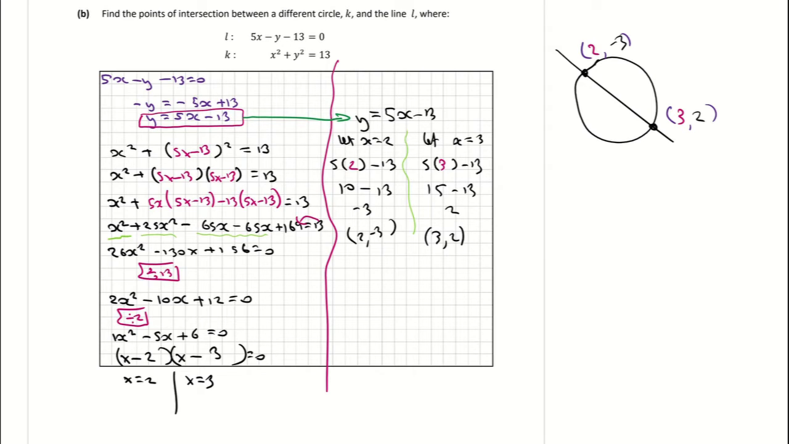So find the points of intersection between the circle K and the line L. Well, they're my 2 points there: 2, minus 3 and 3, 2.